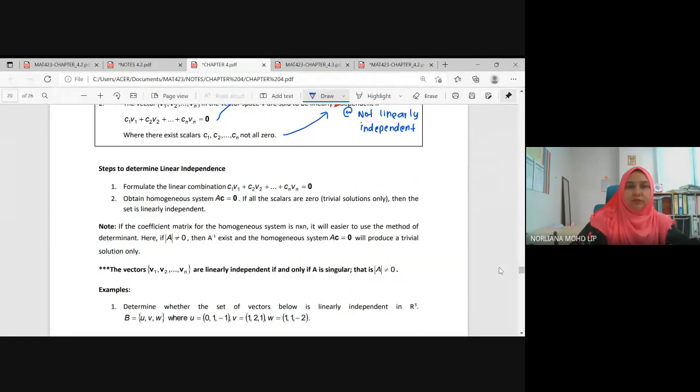Okay, so there are 2 steps to determine whether this set of vectors is linearly independent or not. First step, formulate the linear combination: C1 V1 plus C2 V2 until Cn Vn is equal to the 0 vector.